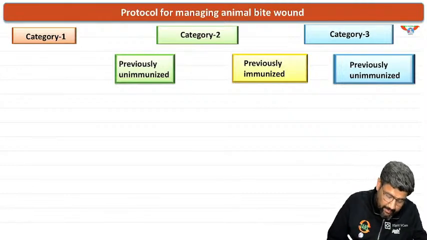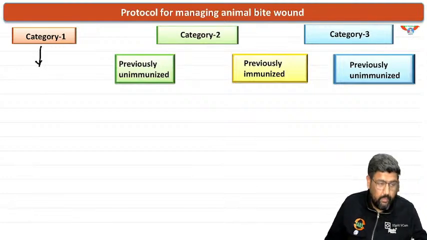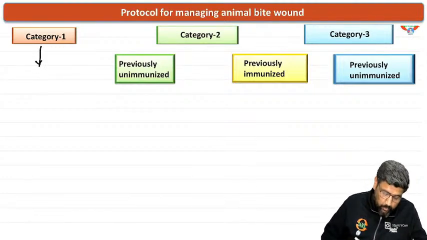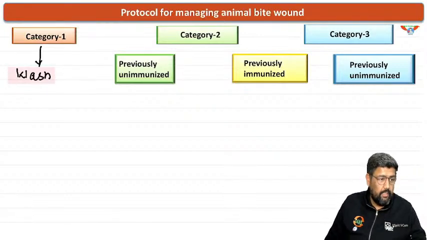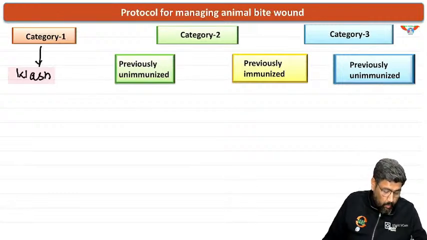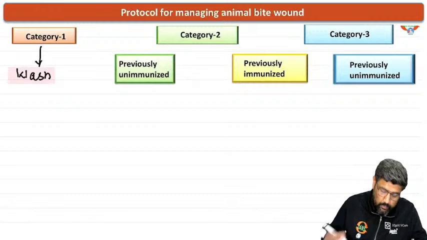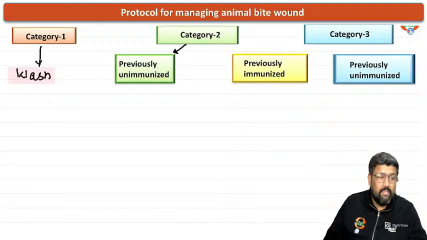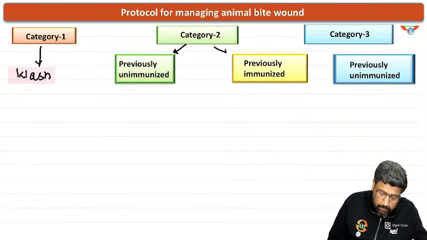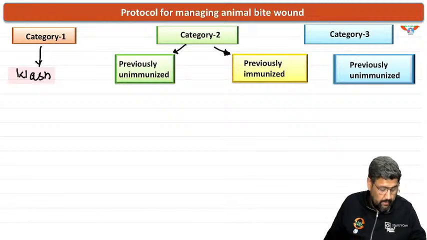All right, so you have a category 1. What are you going to do with category 1? Wash. We are going to recommend wash, right? So only washing is recommended. Now what about category 2? If you have a category 2, the patient is either previously unimmunized or previously immunized.